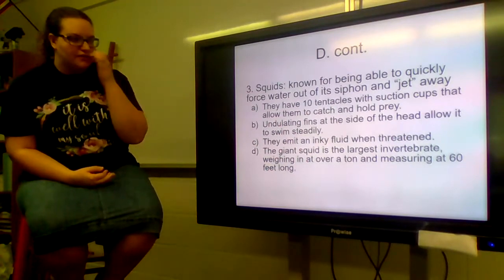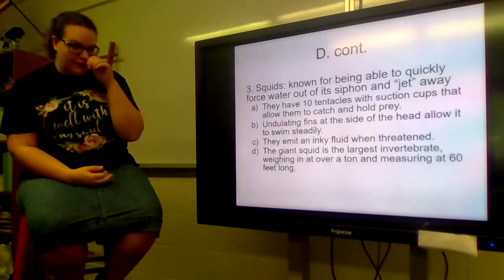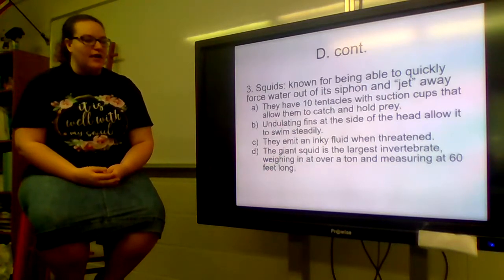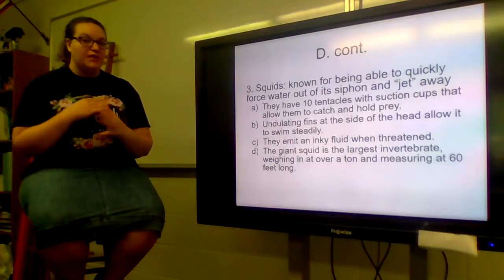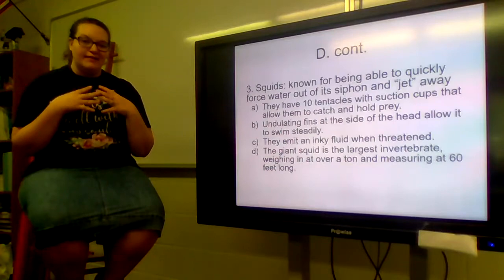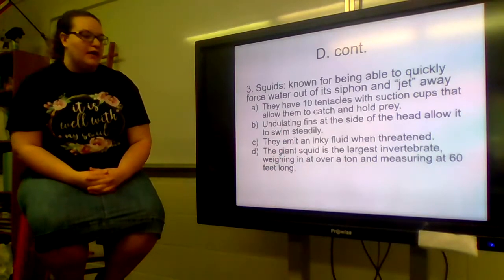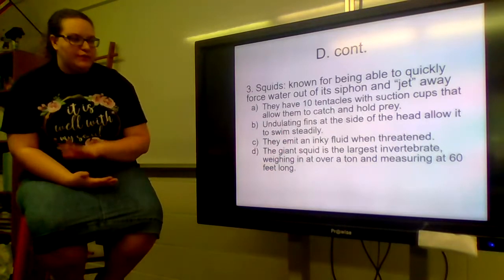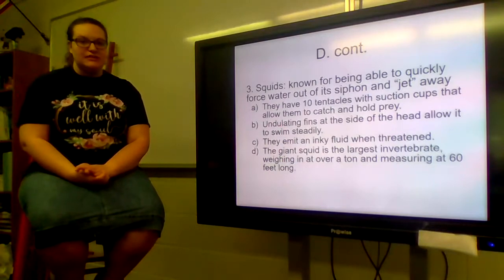They have undulating fins at the sides of their head that allow them to swim steadily. The fins located on their head, as far as a squid goes, behave more like the feet of the squid. And they emit an inky fluid when threatened. You've probably seen pictures of that before.